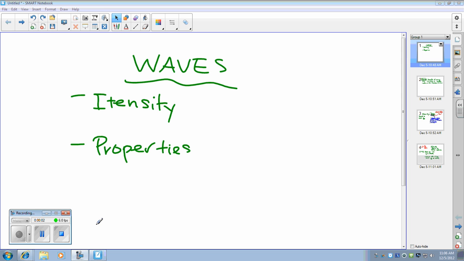All right, today we are going to be talking about waves, and this is going to be chapter 11 in your textbook, and we're going to focus just on intensity and wave properties for today.